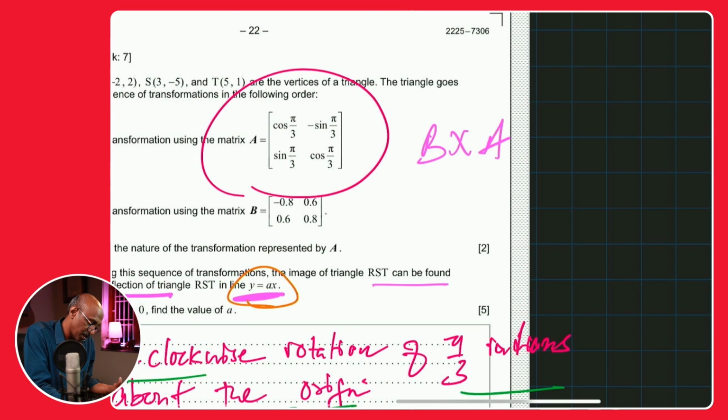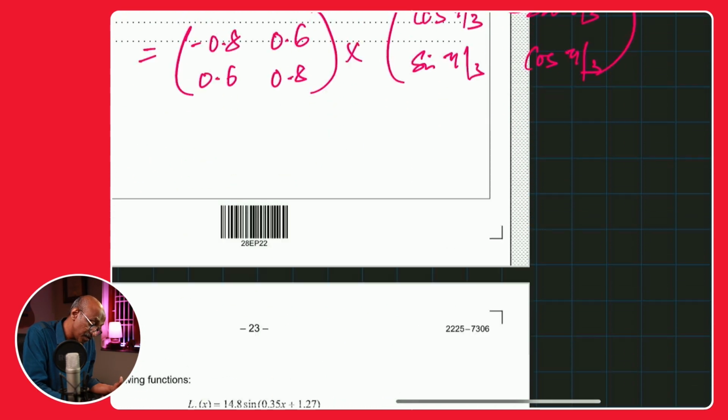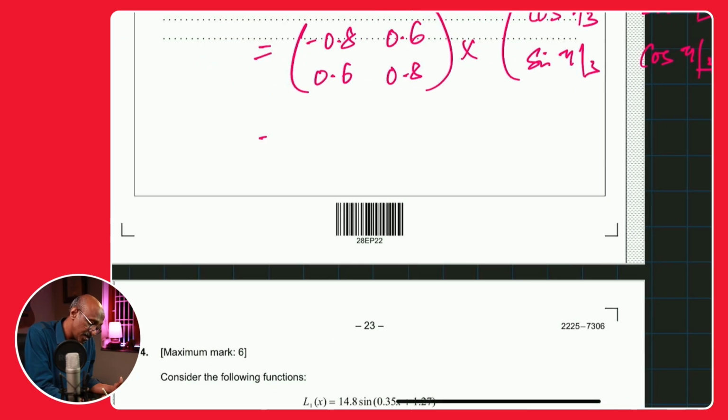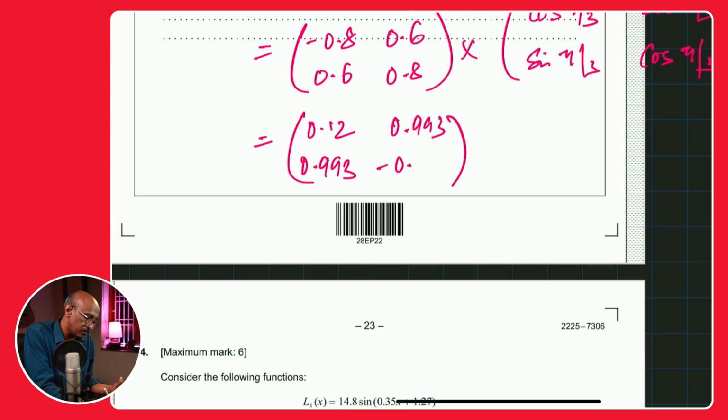One more time to double check. I think we got that right. And after you've written this thing down, then you can copy it down as you've got. What is that? 0.12, and this is 0.993, and this is 0.993, and this is with the negative sign.